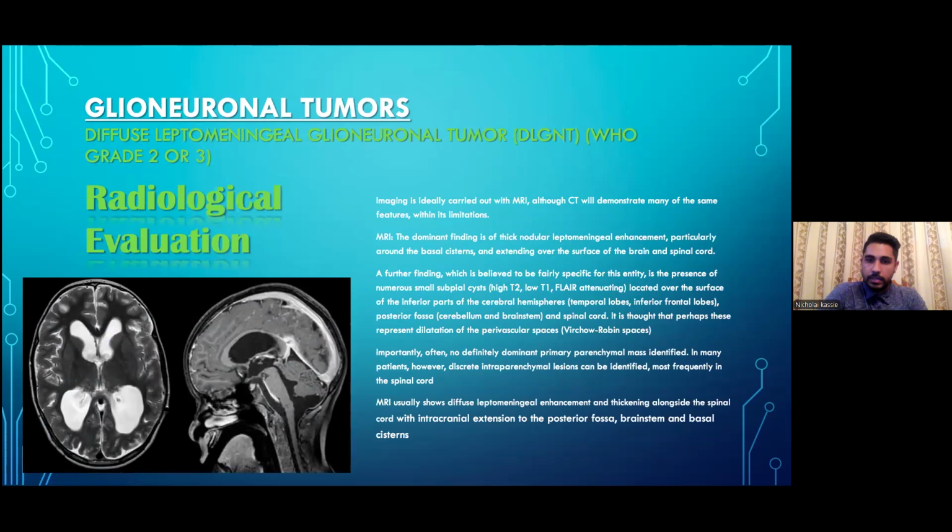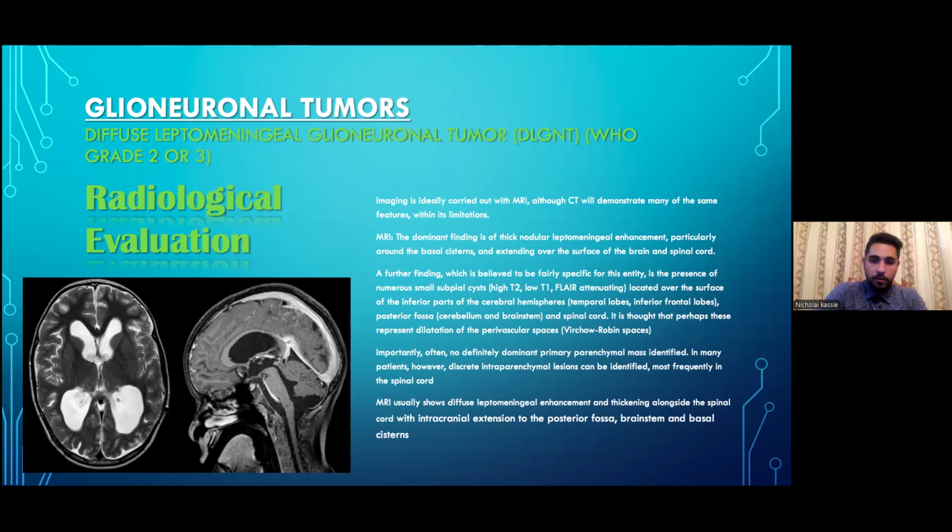Radiologically, imaging is ideally carried out with MRI, although CT will demonstrate many of the same features within its limitations. On MRI, the dominant finding is of thick nodular leptomeningeal enhancement, particularly around the basal cisterns and extending over the surface of the brain and spinal cord. A further finding, which is believed to be fairly specific for this entity, is the presence of numerous small subpial cysts, high on T2 and low on T1. FLAIR is usually attenuating, located over the surface of the inferior parts of the cerebral hemispheres, posterior fossa, and spinal cord. It is thought that perhaps these represent dilatations of the perivascular spaces.